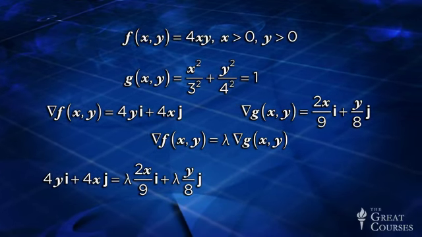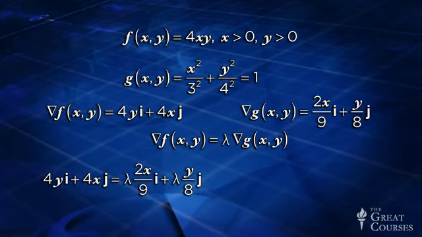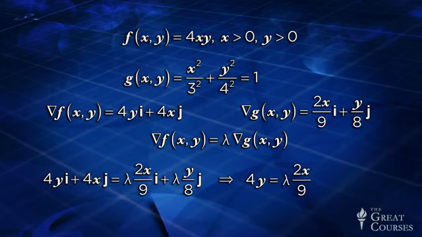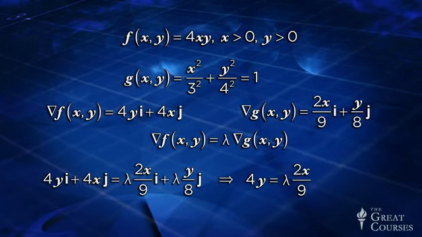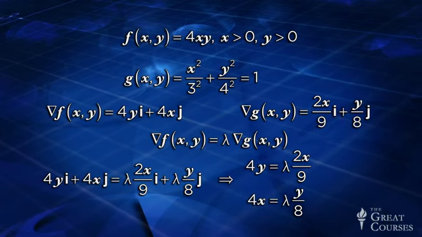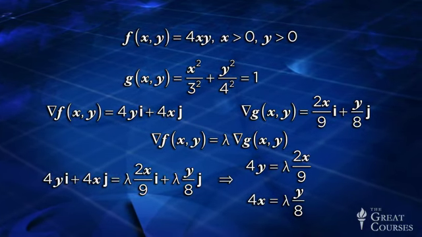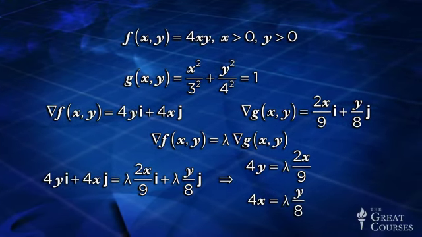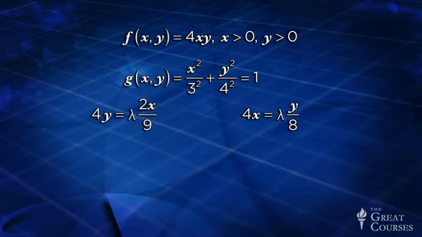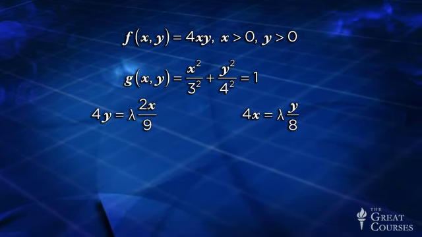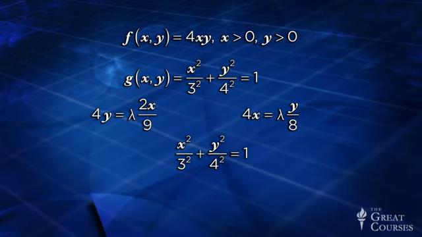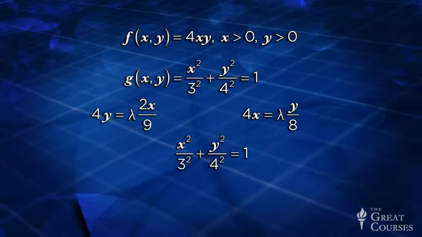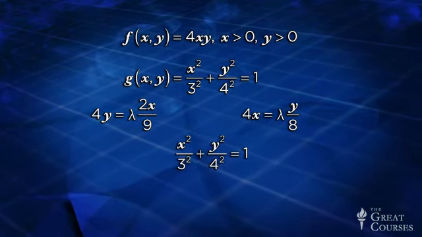The i components should be equal. That leads to the equation 4y equals lambda times 2x over 9. And the j components have to be equal. That means that 4x is lambda times y over 8. So those are two equations involving x, y, and another parameter, lambda. But there's a third equation floating around here, the constraint equation, x squared over 3 squared plus y squared over 4 squared equals 1. So now we have three equations in three unknowns.